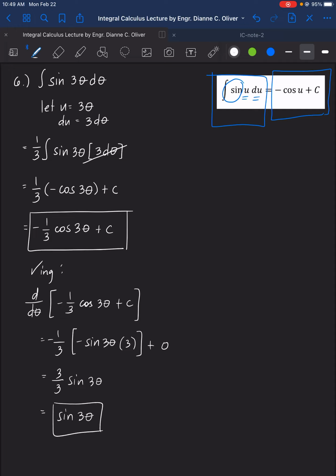So that is the given. We were able to go back to the original form. Therefore, the answer here is correct.